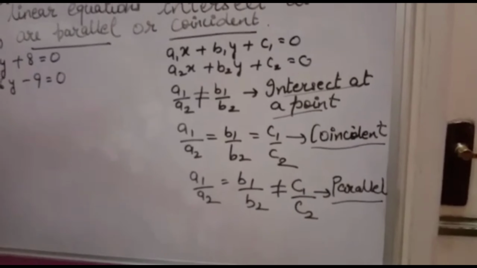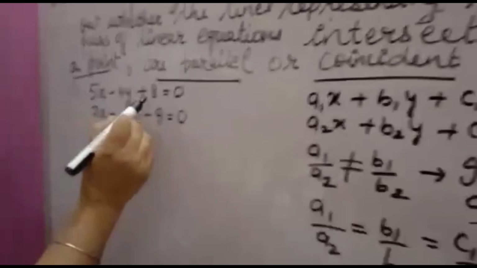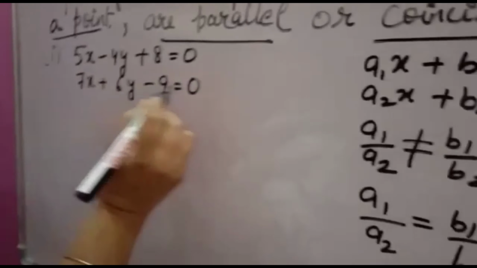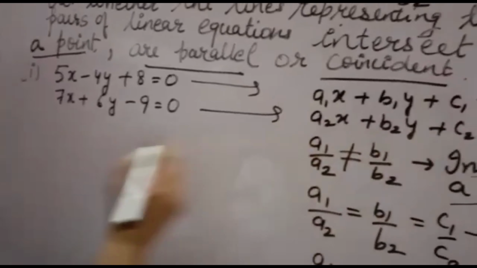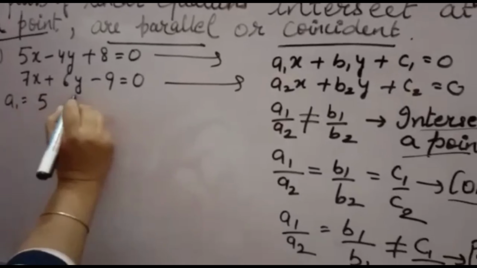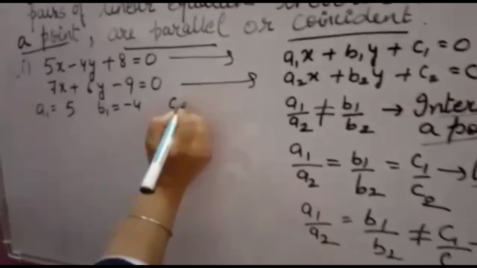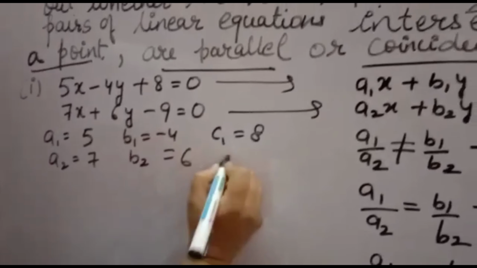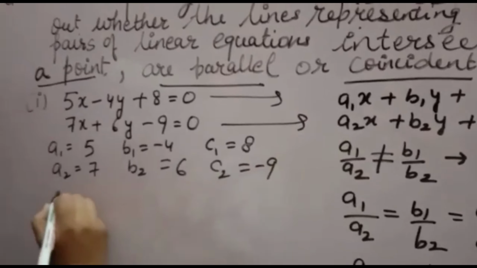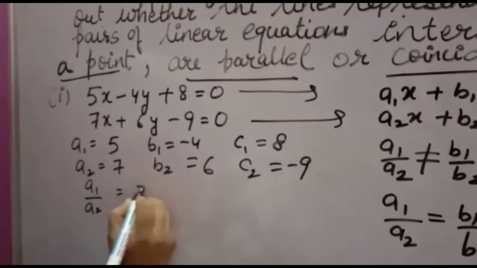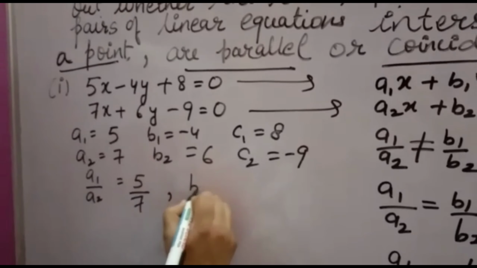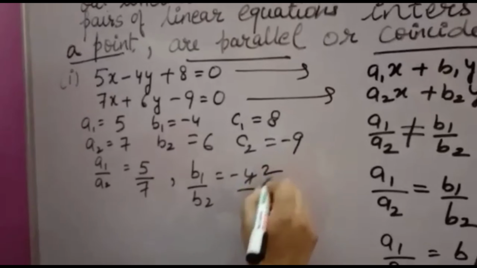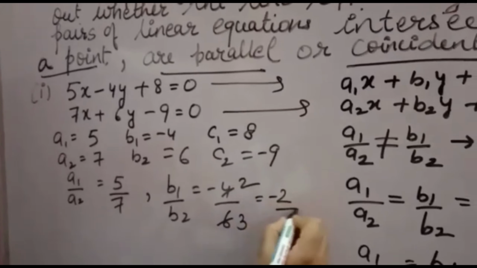So see the first part, 5x minus 4y plus 8 equal to 0 and 7x plus 6y minus 9 equal to 0. When you compare with the standard equations, you will get a1 5, b1 minus 4, c1 8, a2 7, b2 6 and c2 minus 9. You will take a1 over a2, that will come 5 by 7. You will take b1 over b2 and it will come minus 4 by 6. You will cancel, 2 2s are 4, 2 3s are 6. So minus 2 by 3 will come.